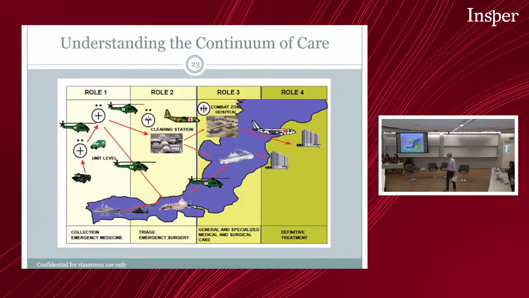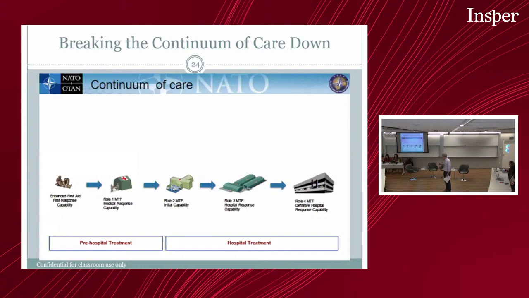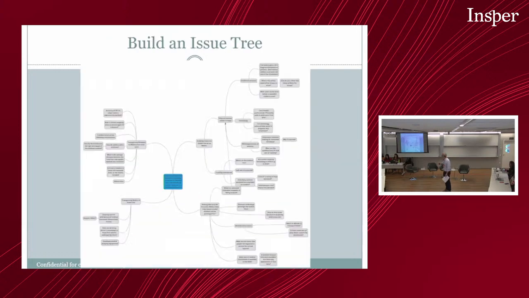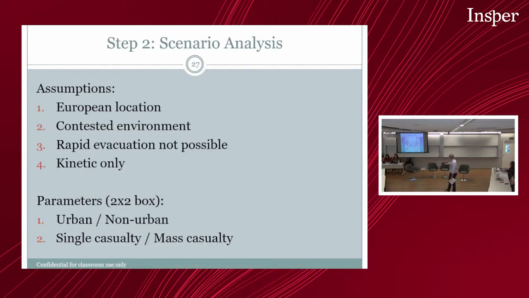So students started. First thing they tried to do was understand the continuum of care as NATO had laid it out, which breaks out into pre-hospital and hospital. They chose to work on the pre-hospital side. And the first thing they did was build an issue tree. I love issue trees. And then they used another technique that we commonly use to explore undefined spaces, which is to create a scenario analysis, a classic strategy tool, but we've adapted it for innovation purposes.